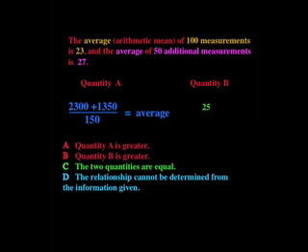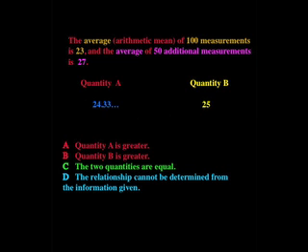Now we're ready to figure out the average of the 150 measurements. That's the total, which is 2300 plus 1350 over 150. Which means that's 3650 divided by 150, which means our average for the 150 measurements is 24.3333. It's a repeating decimal.